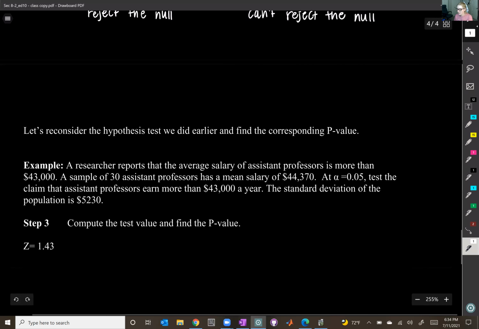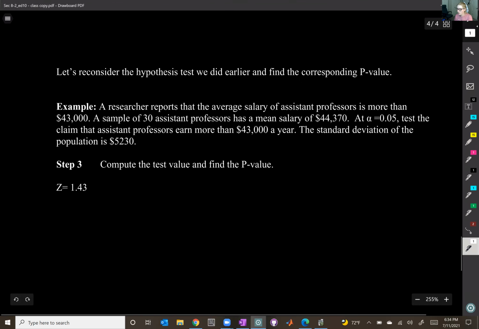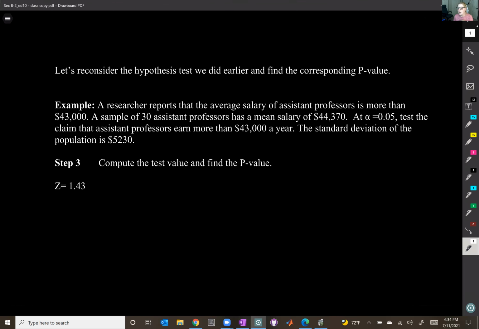So now that we've done that, let's take a look at the example that we did before with the traditional way of hypothesis testing. And now let's just do it with the p-value method, and then we can see the difference between the two methods here. It says to compute the test value and find the p-value. We already have the test value. We did it above, but I'm going to write it down just so that you see where this is coming from again. The test value is z equals x bar minus mu over sigma divided by the square root of n.